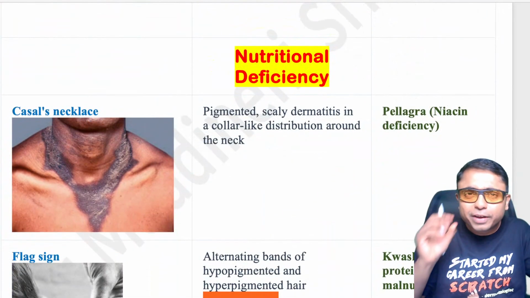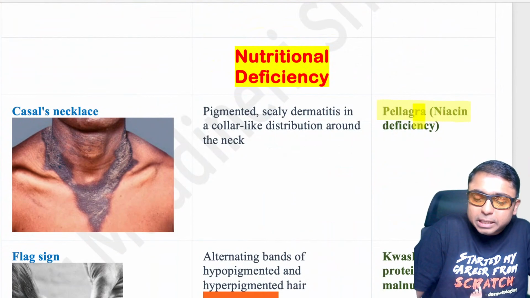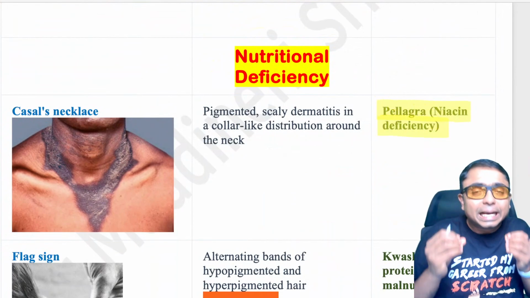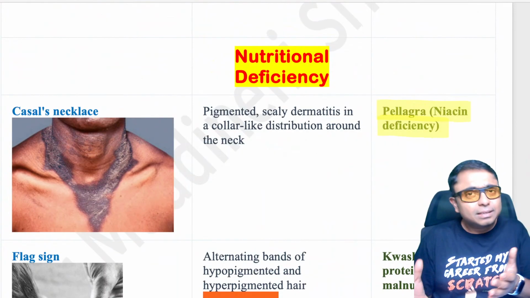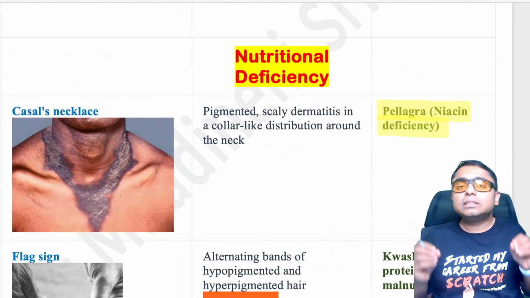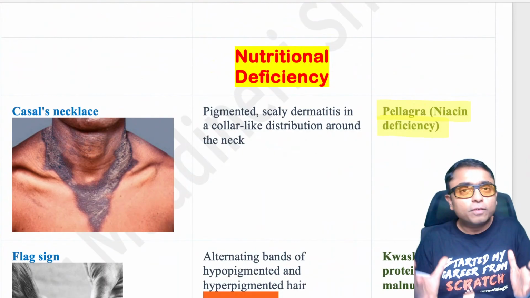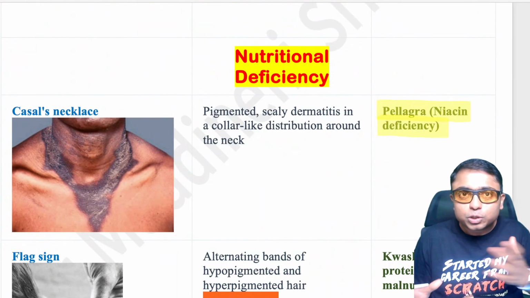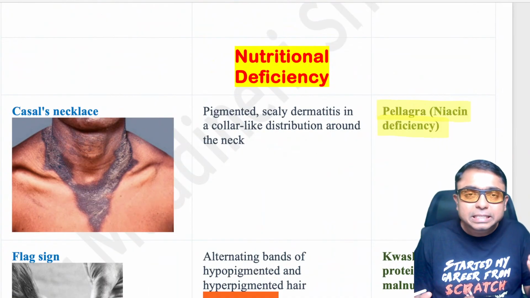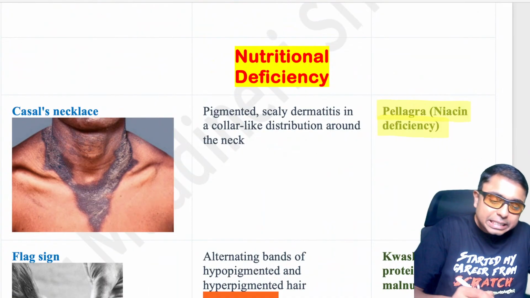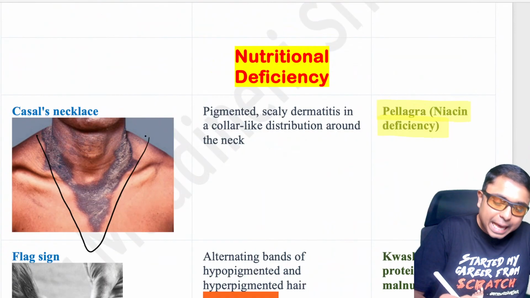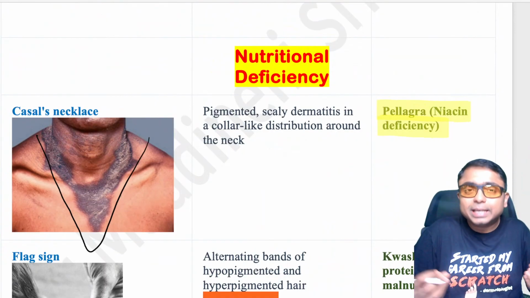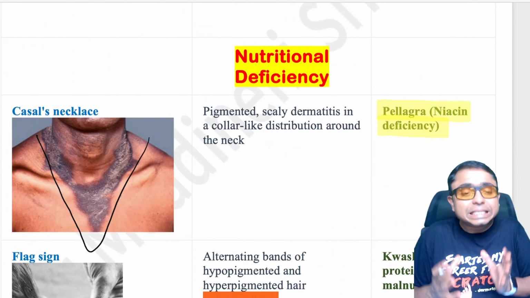In nutrition, a very important buzzword is Casal's necklace. Basically, pellagra patients are going to have the features of the 3Ds. I hope all of you remember: photodermatitis, diarrhea and dementia. So if the photodermatitis is happening over the neck, we can see dermatitis along the photoexposed area, giving rise to the necklace shape. This is called Casal's necklace.